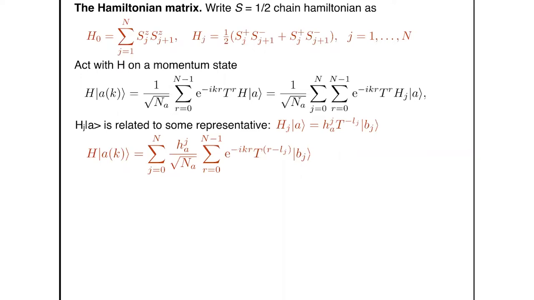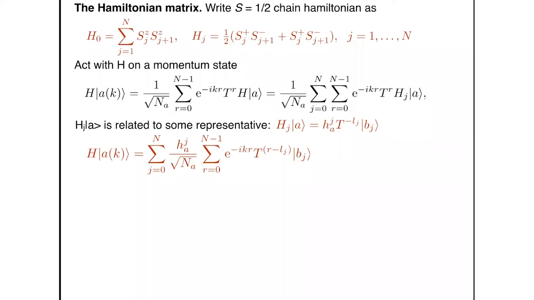So if I define LJ as a number of translations, then it will be true that H acting on A will be one of your representatives, but potentially translated by some steps that I call T to the minus LJ for convenience. And that LJ you have to find. So basically you will flip the spins and then start to translate it and look in your list. And there are some efficient ways to do that. I will not talk about those details, but you will look in your list until you find some representative that equals whatever that was.